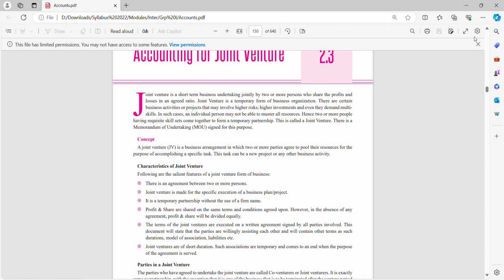Such associations are temporary. So again and again the points are repeated, but to understand it in a smaller, simpler way: it is an agreement between two or more persons. It is for a temporary period. It is for a specific project, plan, or business. It may or may not have a firm name. Profits and losses are shared in the agreed ratio. If no ratio is agreed, they will be shared equally. The terms of joint venture are executed on a written agreement, and joint ventures are for a shorter duration.